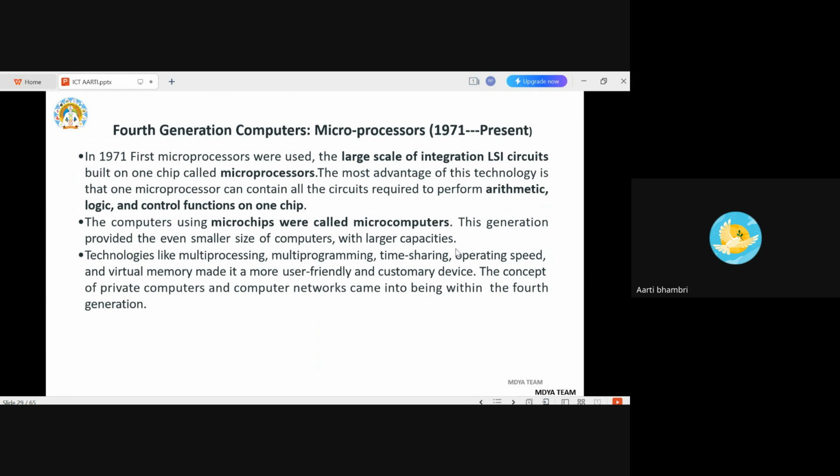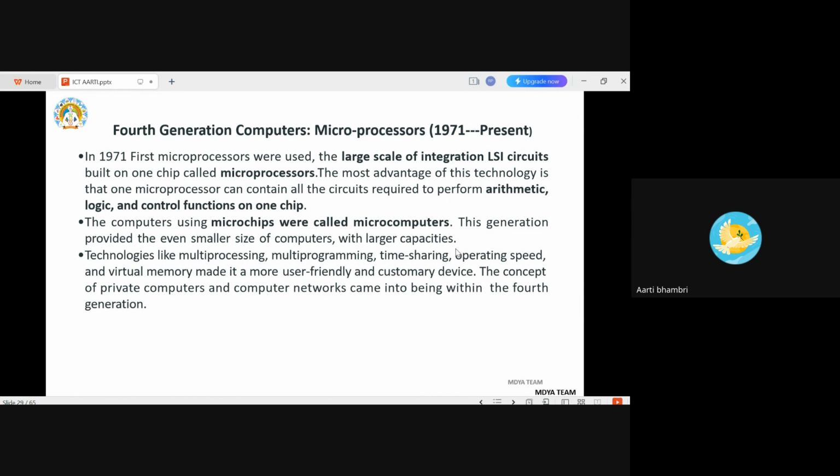Yes. Now, the collection of transistors comes in integrated circuits, and the combination of the integrated circuits in one chip makes a microprocessor. More than one integrated circuit combined on a single chip makes a microprocessor. When we collect more than one integrated circuit on one chip, that is called the microprocessor.